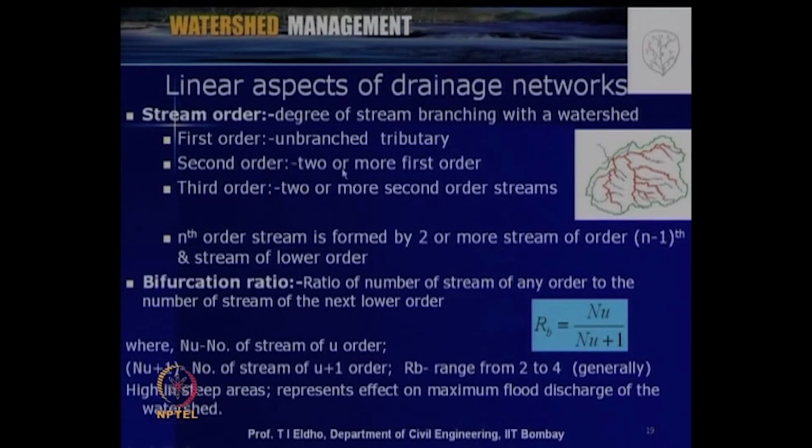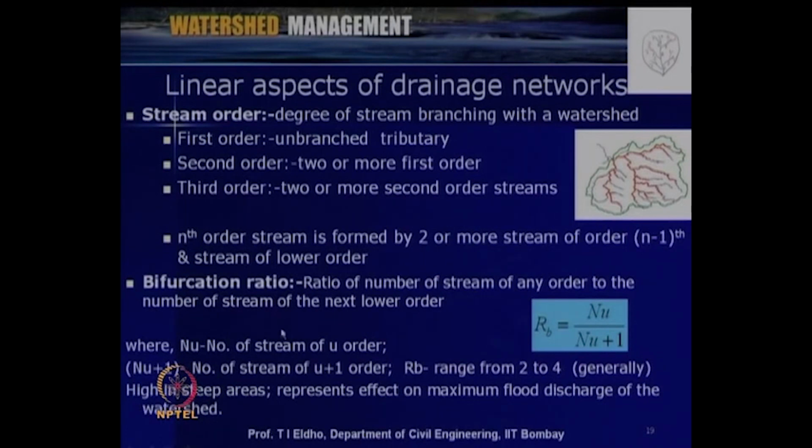Then second order: two or more first order streams keep on joining, and this is the so-called second order, which is indicated in blue. Then third order means two or more second order streams are coming together. So, like that, an nth order stream is formed by two or more streams of order n minus 1 and a stream of lower order. That is the nth order of the stream.